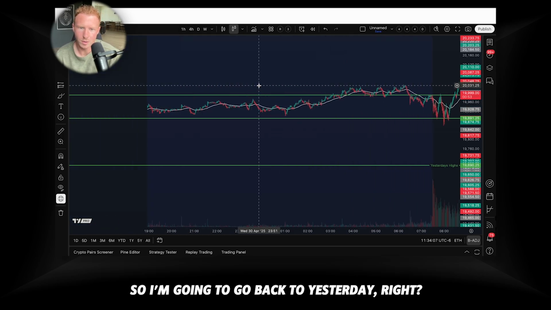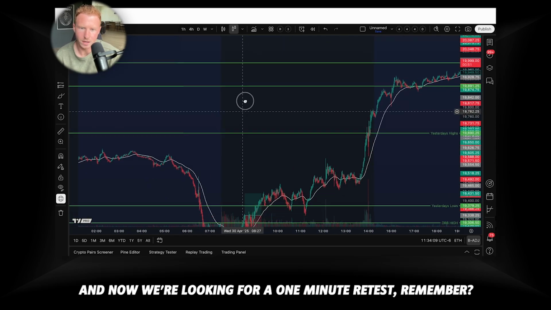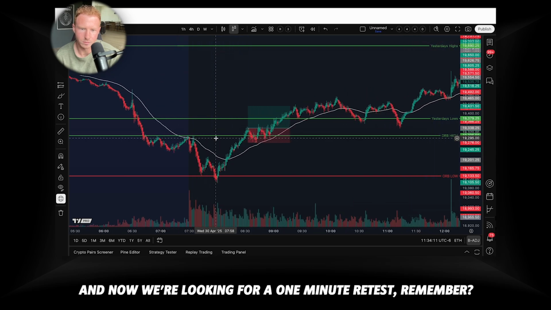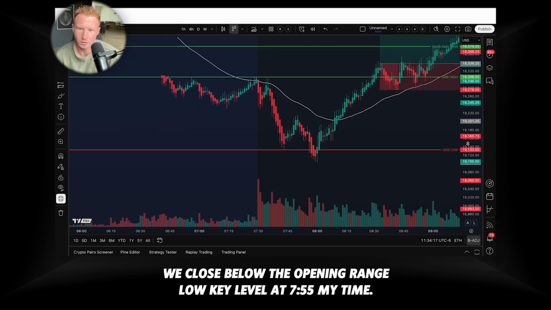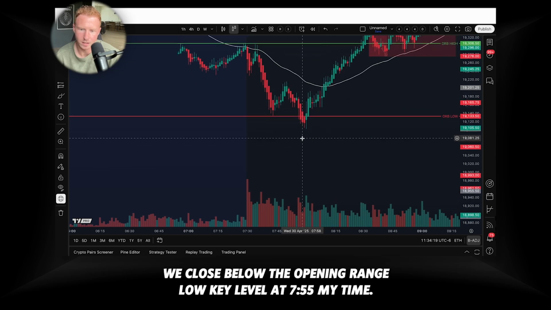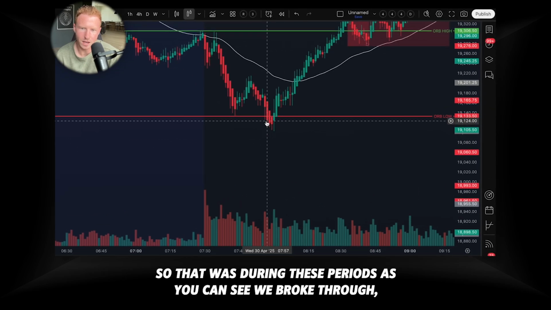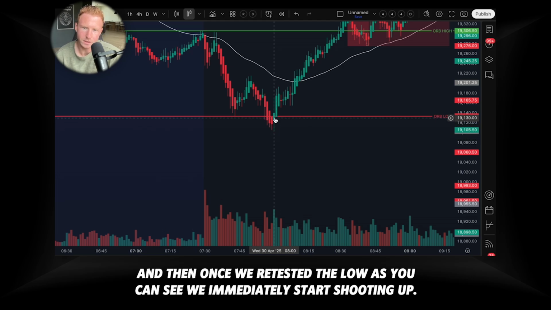So I'm gonna go back to yesterday, right? And now we're looking for a 1-minute retest. Remember, we closed below the opening range low key level at 7:55 my time. So that was during these periods. As you can see, we broke through. And then once we retested the low, as you can see, we immediately started shooting up.